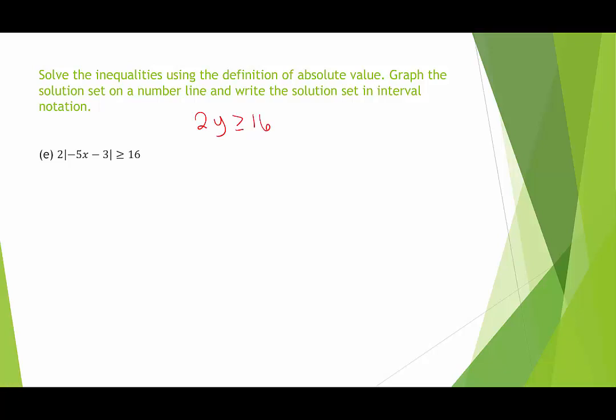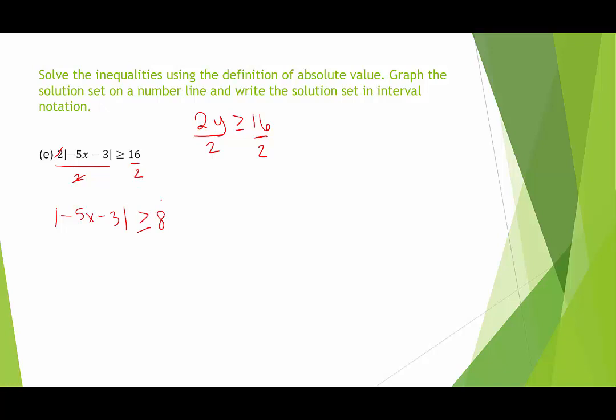And if we were going to get y by itself, what would we do? We would divide both sides by 2. That's the same thing that we want to do in letter E. We're going to divide both sides by 2. The 2's will cancel, leaving us with the absolute value of negative 5x minus 3 is greater than or equal to 16 divided by 2, which is 8.